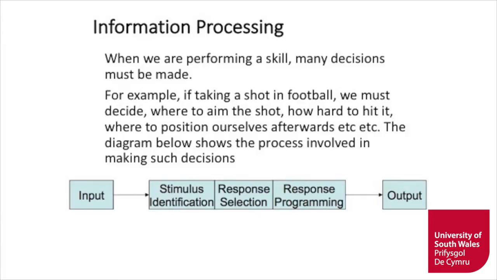So my response selection is I'm going to shoot, is the first point. Then I'm going to be starting to program in my response, taking on board all the key information and external factors that I've mentioned to then result in my successful shot on goal, hopefully to score a goal for my team. And that's the output.